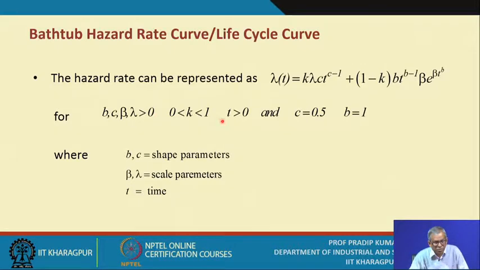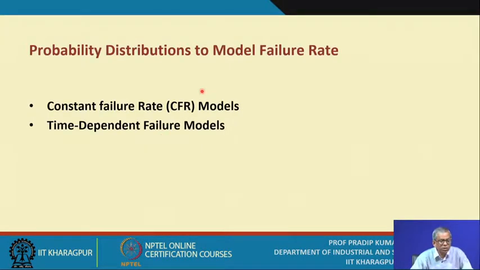K lies between 0 and 1, and t is greater than 0, c equals 0.5 and b equals 1. So where b and c are the shape parameters, beta and lambda are the scale parameters, k, and t equals the time. Is it okay? So this we will be again referring to. So how to model all these three phases.